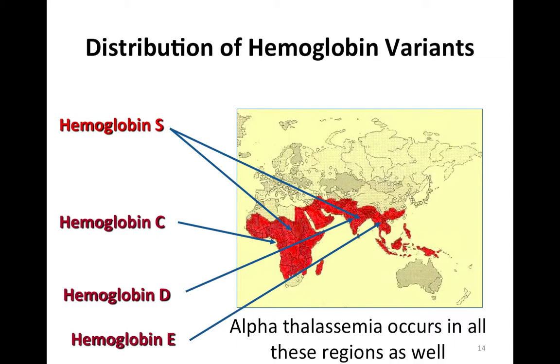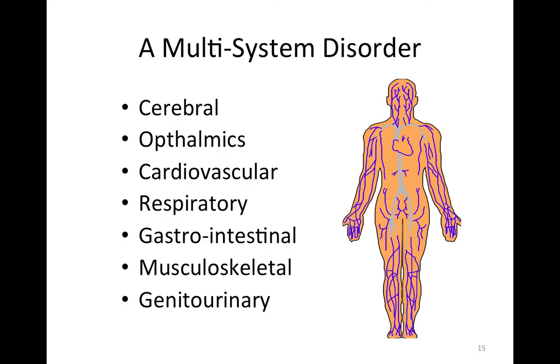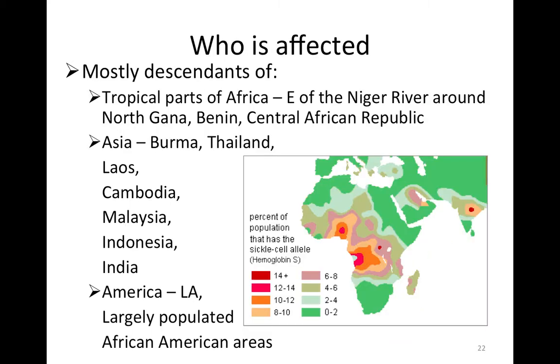So here you can see sickle cell as a multi-system disorder. It is not affecting one organ, even though the cause of the disease is one single mutation, but it affects almost all organs of our body. So the first one is cerebral, then ophthalmic, cardiovascular, respiratory, gastrointestinal, musculoskeletal, and genitourinary systems. So almost all the systems are affected.